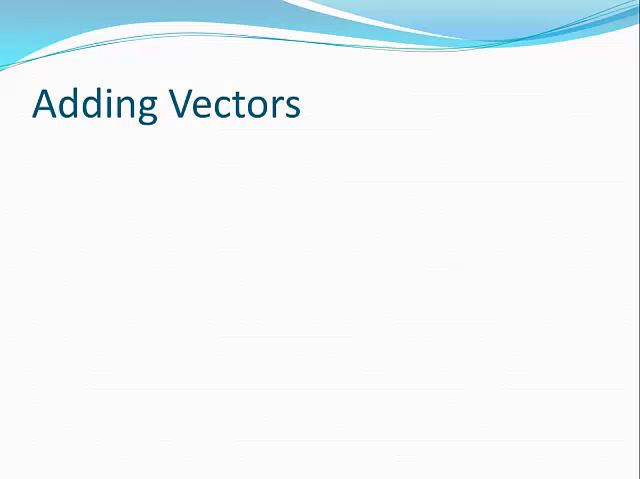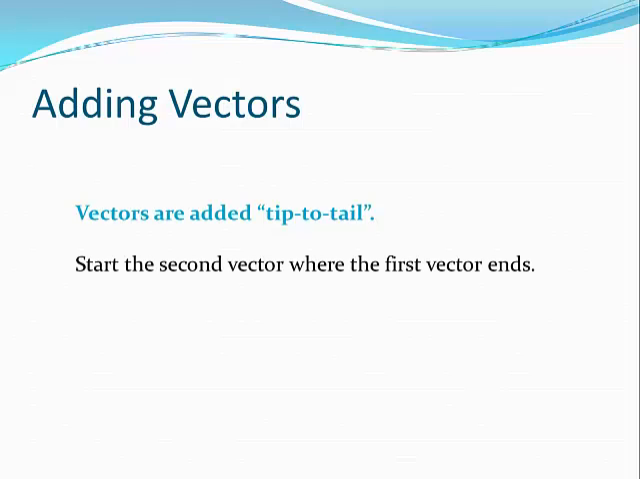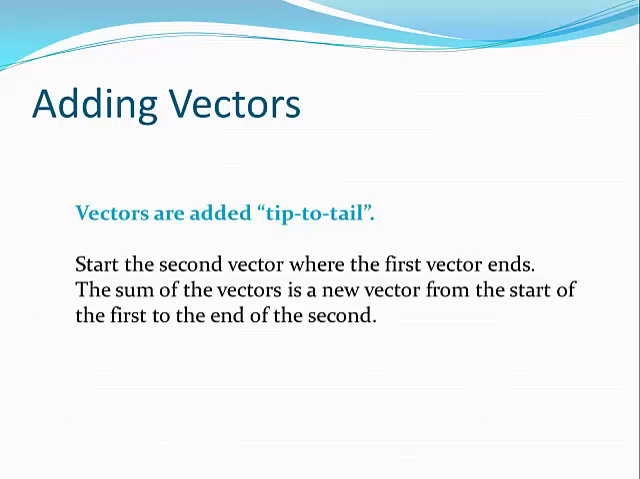Using arrows to represent vectors also makes it easier to add vectors. You always add vectors tip to tail. That means you start the second vector where the first one ends, or you put the tail of the second vector at the tip of the first vector. The sum of the vectors is a new vector that starts at the tail of the first vector, where you started, and extends to the tip of the second vector, where you ended up.